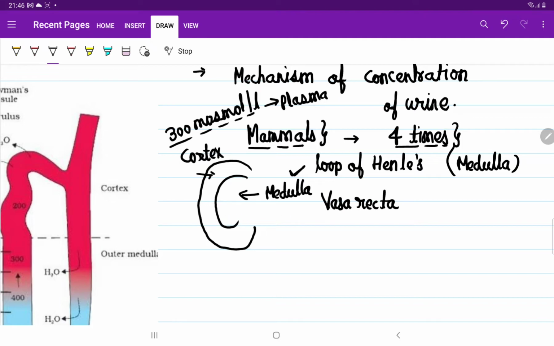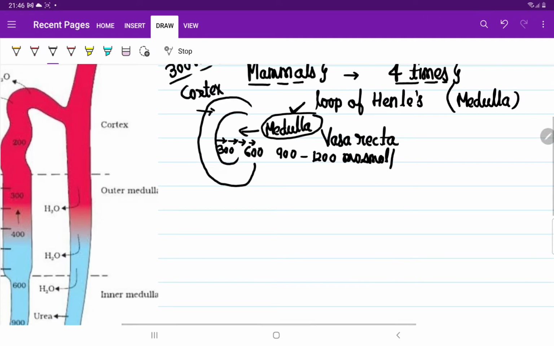But when you come to the medulla, as you go more and more deep into the medulla, the osmolarity will increase. It will increase from 300 milliosmol per liter to 600, then 700, 800, 900 milliosmol per liter, and it can reach even 1200 milliosmol per liter in the interstitial fluid of the medulla. And in this same interstitial fluid of the medulla, our loop of Henle is present.